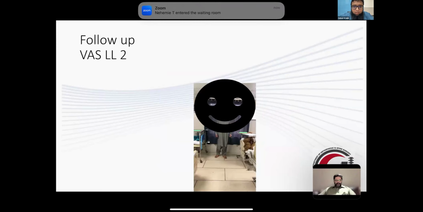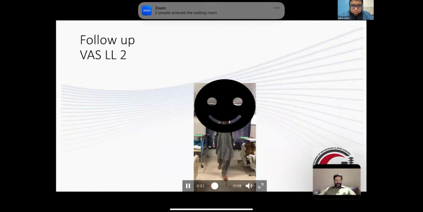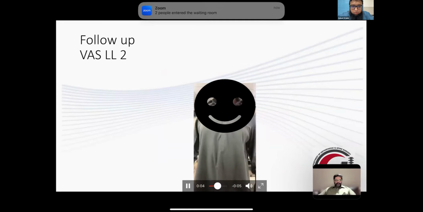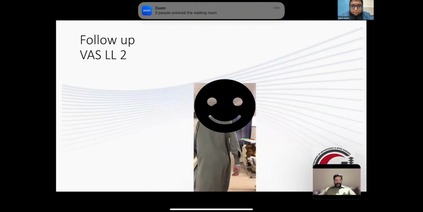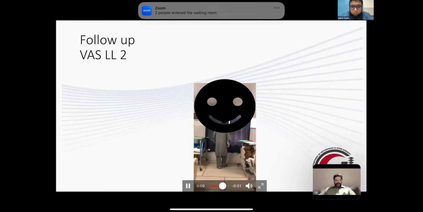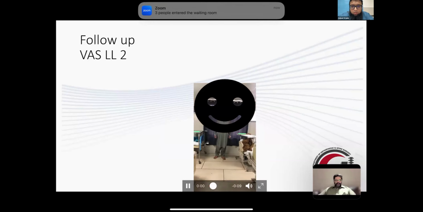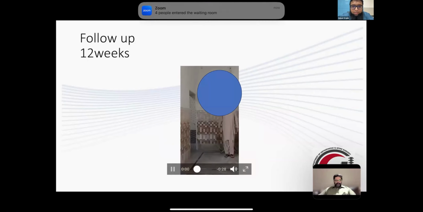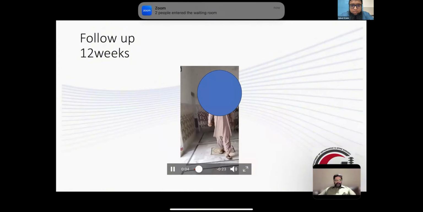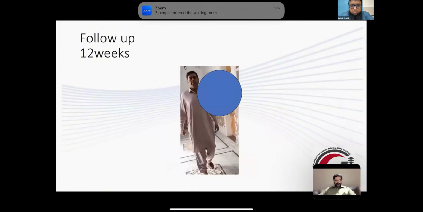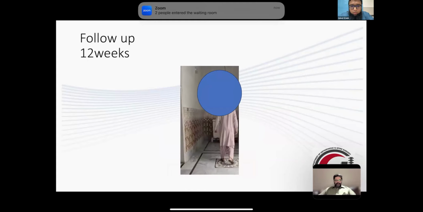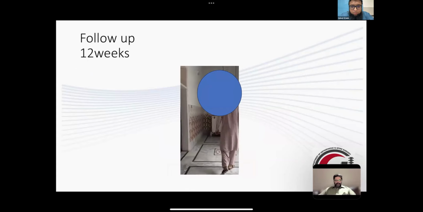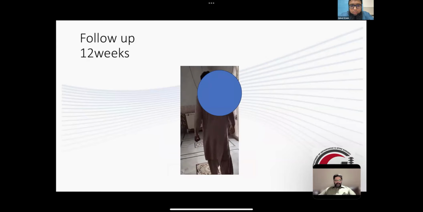This is the patient follow-up video at post-op day 0, with the VAS of both lower limbs being 2. And this is the follow-up video of the patient after 12 weeks, with the ODI score decreasing from 70 to 30 and the VAS being 0 in both lower limbs. The patient is moving, and the neurological status has now improved.